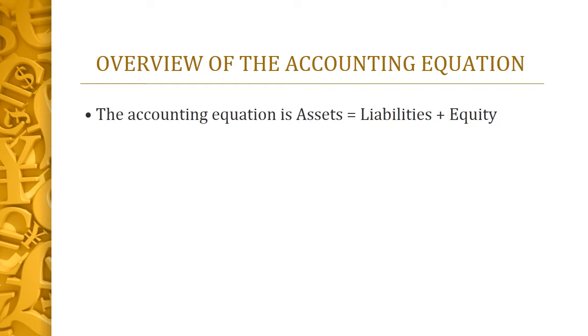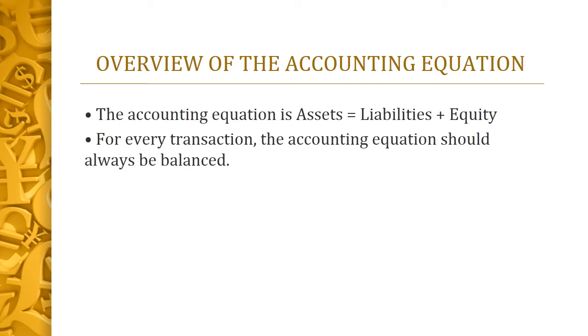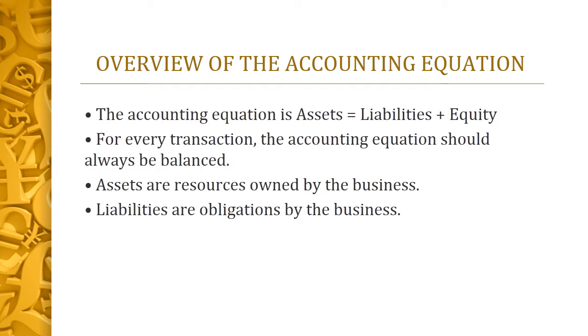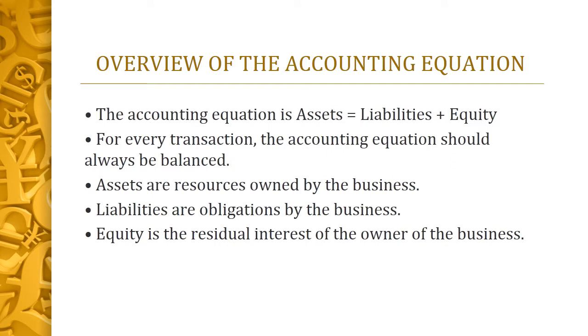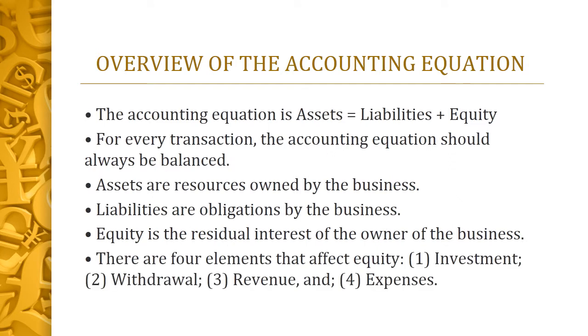Remember that in the previous video, we talked about the accounting equation, and the accounting equation is assets is equal to liabilities plus owner's equity. And for every transaction, the accounting equation should always be balanced. Assets are what we refer to as resources owned by the business. Liabilities are debts or obligations by the business. And equity is the residual interest of the owner of the business.